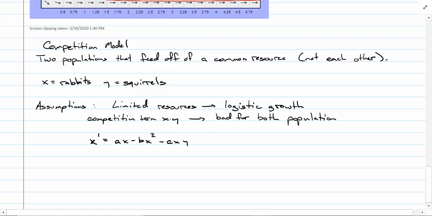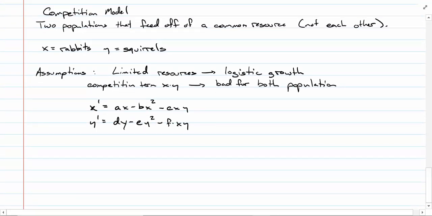And then the same thing for y prime. y prime would be something like dy minus ey squared. The squirrels would grow logistically, but then we're also going to tack on a negative competition term. So this is what the competition model looks like. a, b, c, d, e, f are just coefficients.